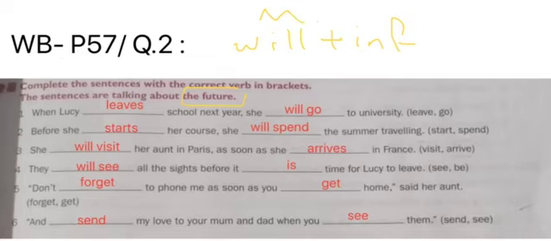And verb 1 in the time clause. Remember this rule. Look at the first sentence. When Lucy leaves school next year, she will go to university. Here we use simple present because this is the time clause. And here we use will plus the infinitive verb, which is go, because this is the main clause.